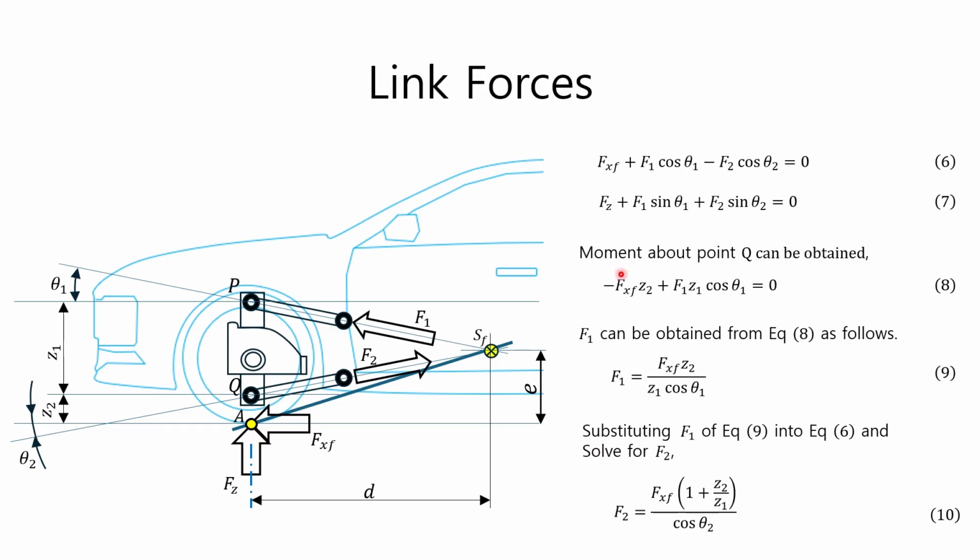Next, from the moment equilibrium with respect to the point Q, where the extension of the lower arm intersects the straight line passing through the center of the front wheel and perpendicular to the ground in the side view, equation 8 can be obtained. The first term on the left side of equation 8 represents the moment generated by the driving force about point Q, and the second term represents the moment generated by the horizontal component of the upper arm about point Q. Solving equation 8 for F1, we can obtain equation 9 for the force F1 acting on the upper arm. Equation 9 expresses the force F1 acting on the upper arm as a function of the driving force Fxf.